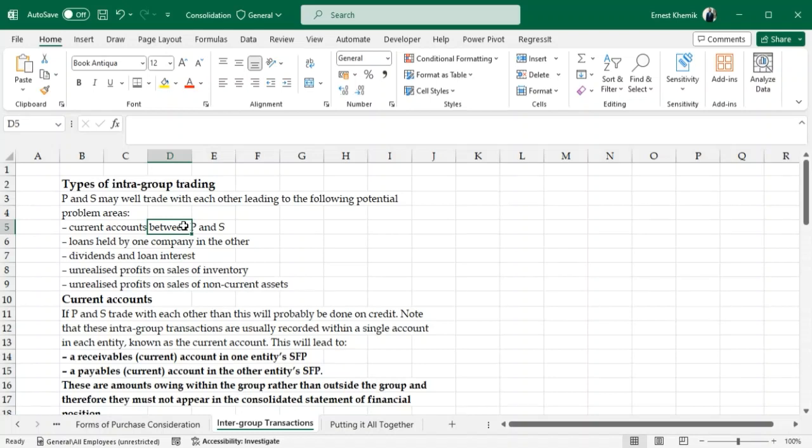In this video, we are going to continue our discussion on basic consolidation, and as I promised in my previous video, we are going to consider specifically intra-group trading and its related issues and how to deal with intra-group trading and transfers in the consolidated financial statements.